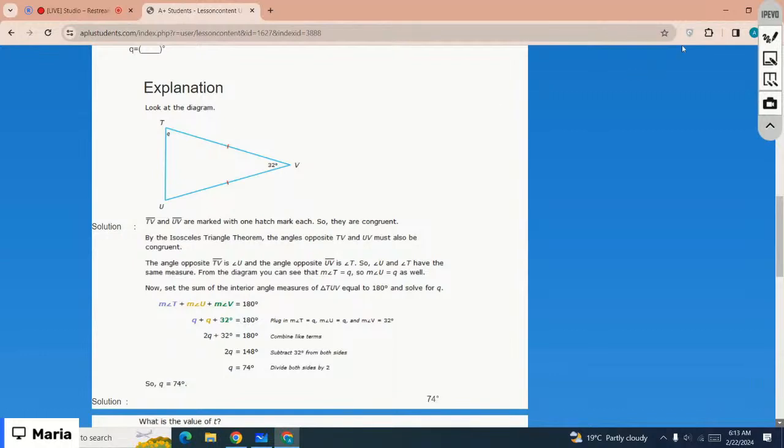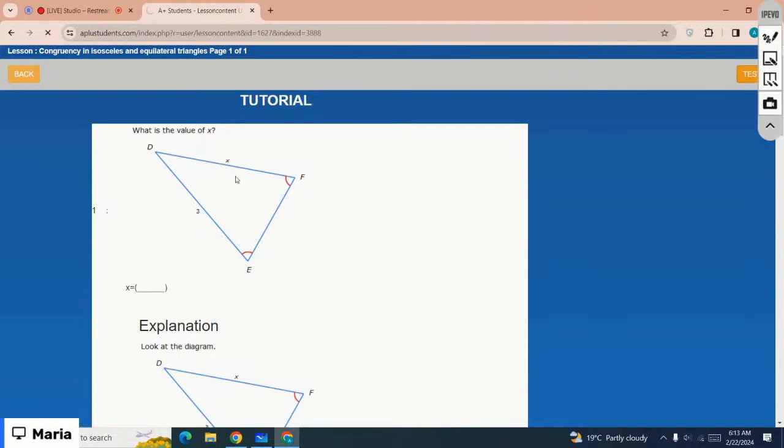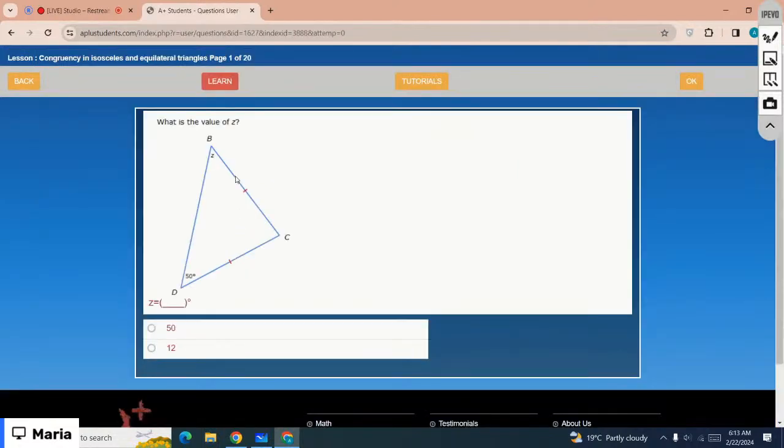Let's just start with the test questions. Basically, you have to use the congruent sides and find the values, right? Okay, what is the value of Z?